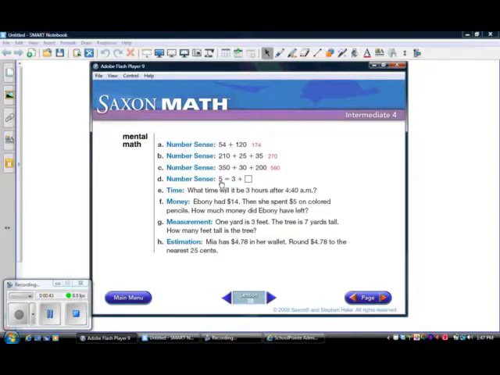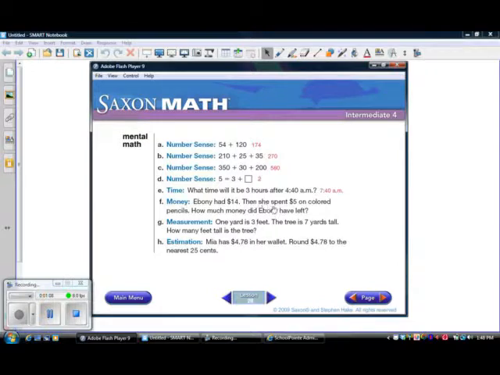We've been talking about what makes sense when we fill these in. Would it make sense to add these two numbers? No, it wouldn't. It makes sense to find the difference, and that would be 2. What time will it be? 3 hours after 4:40 a.m. So you add 3 to the hours, and you get 7:40 a.m.